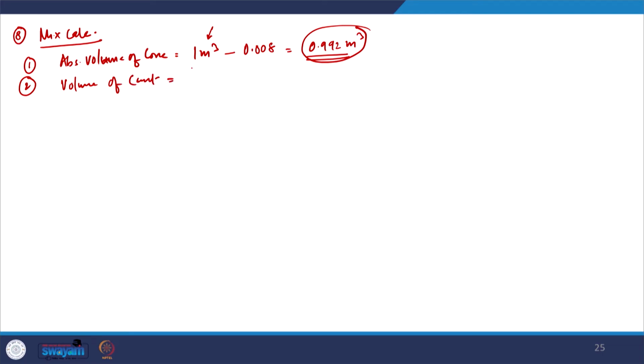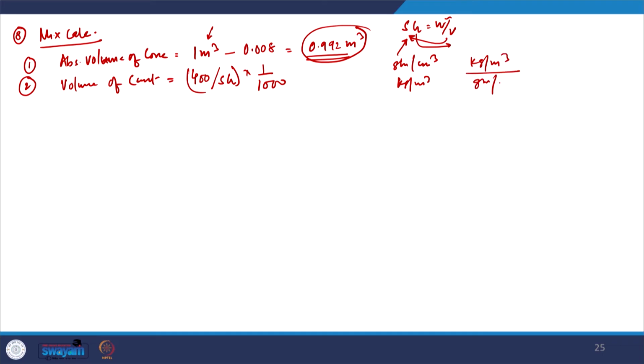What we did, we calculated the mass of cement, and the mass of cement which we calculated was 400 kgs per meter cube. So, we can divide this by the specific gravity. Again, I am just writing the formula here. This is weight by volume. So, in order to calculate volume, we have to divide the weight by specific gravity, and then we multiply it by 1 by 1000. And why we do so? Because you see that the unit of specific gravity is grams per centimeter cube, and the weight which we have calculated here is kgs per meter cube.